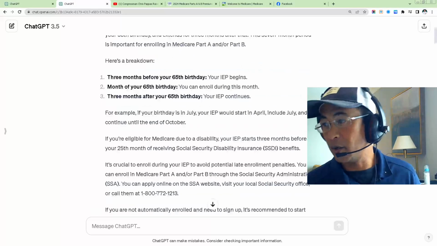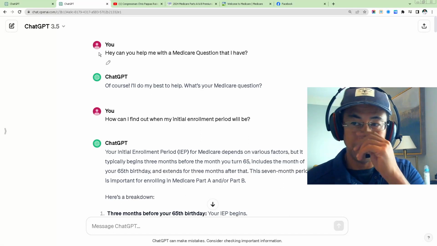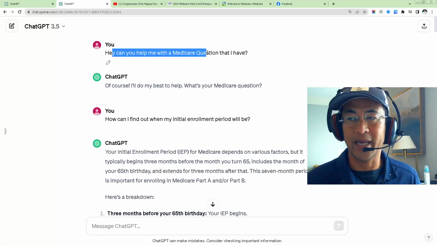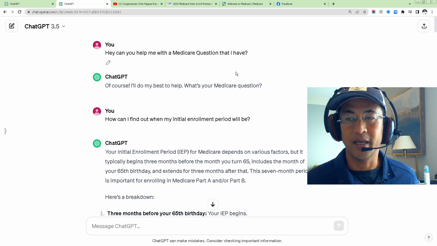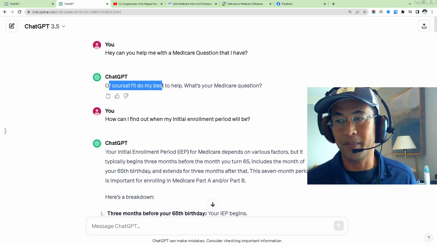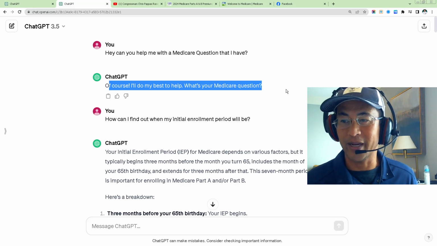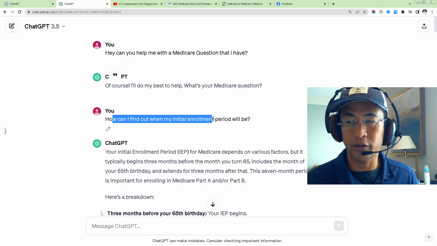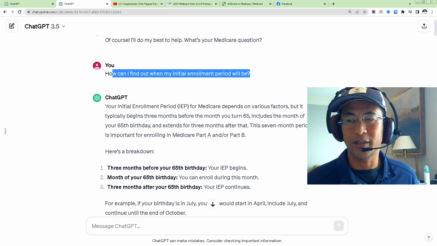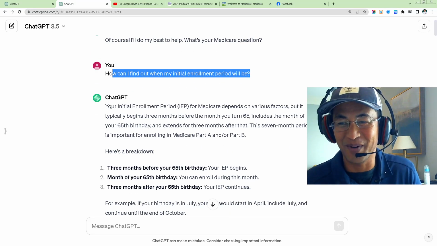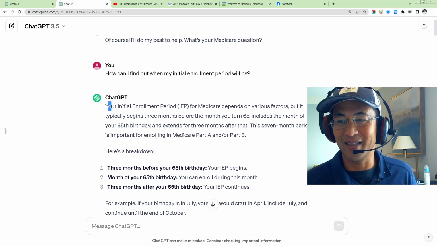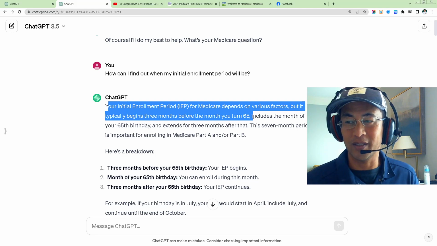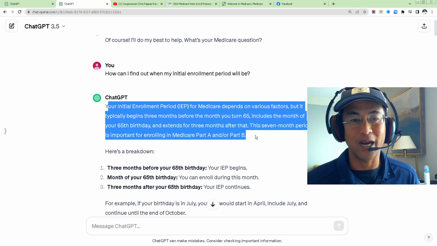I ask OpenAI, hey, can you help me with a Medicare question that I have? And it responds, of course, I'll do my best to help. What's your Medicare question? How can I find out when my initial enrollment period will be? And so I don't have the best English on this, but it obviously tells me the answer that I need and the answer that is specific to my Medicare question.